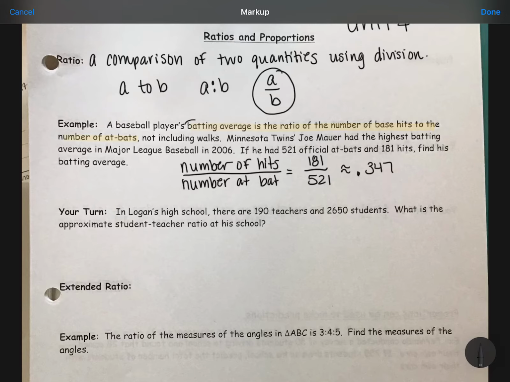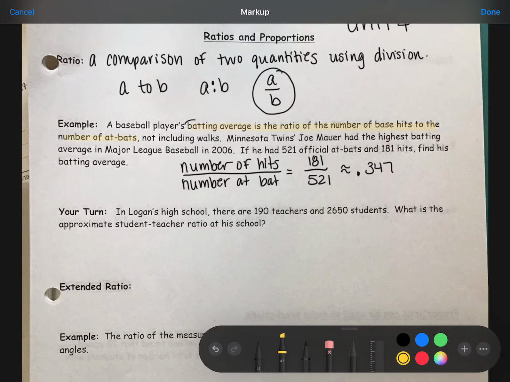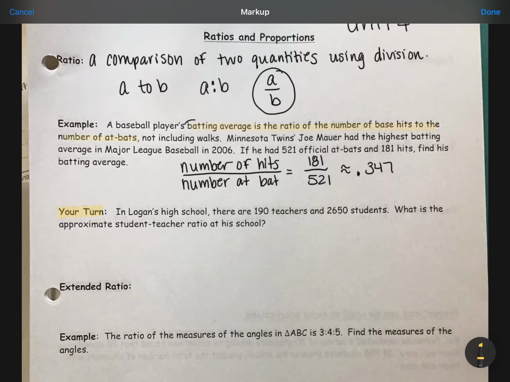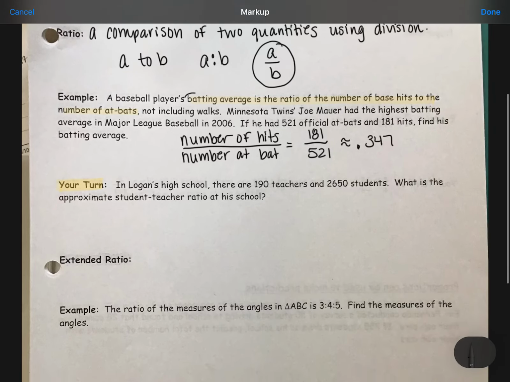All right, so if you want to pause the video and try the your turn problem, and then once you're done, you can unpause the video and see if you are correct.